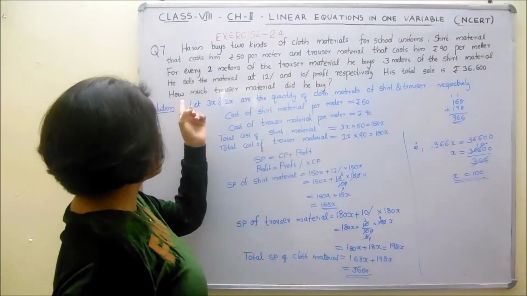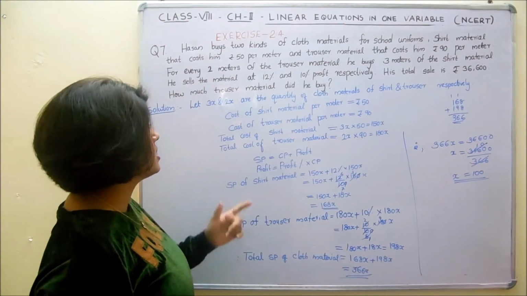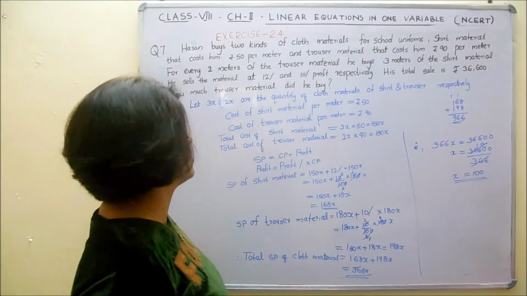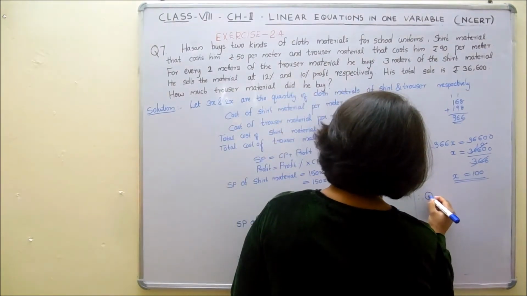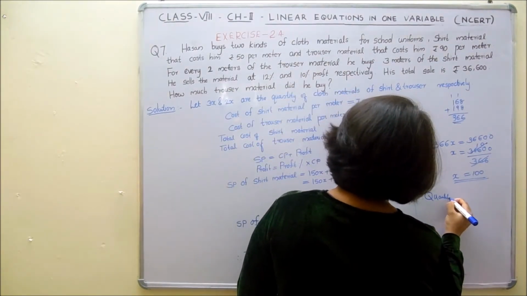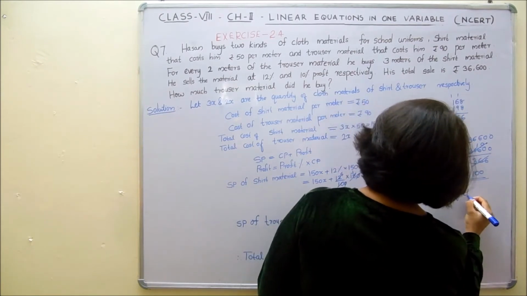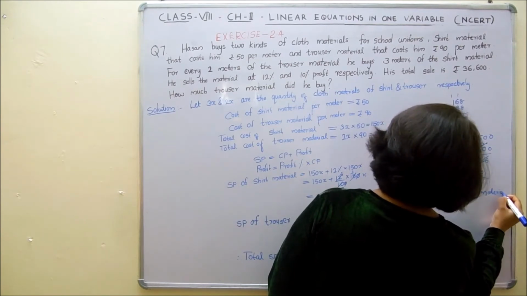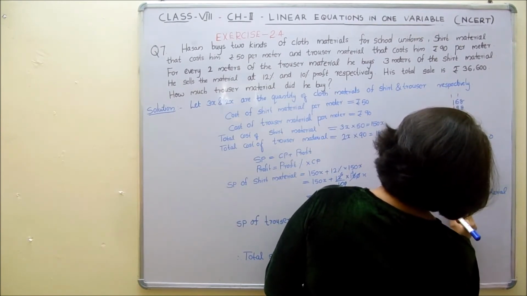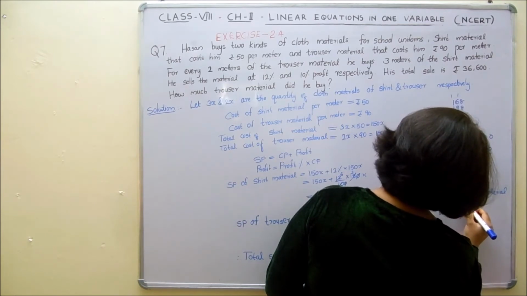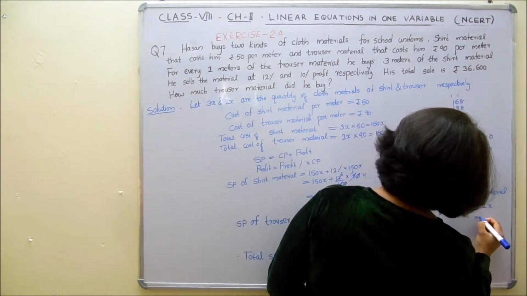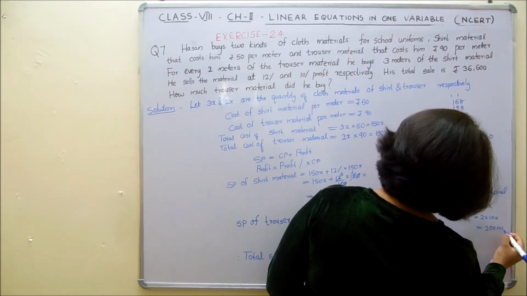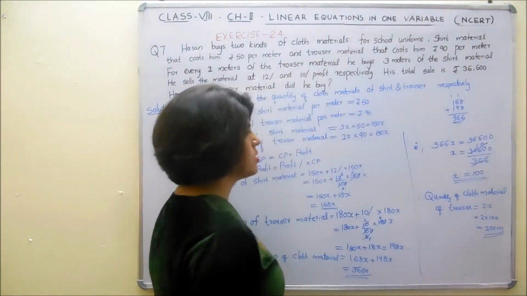Now what we have to find, how much trouser material did he buy? We have considered 2x as the quantity of cloth material of trouser. Therefore, quantity of cloth material of trouser equal to 2x, which is equal to 2 into 100, which is equal to 200 meter. Clear?